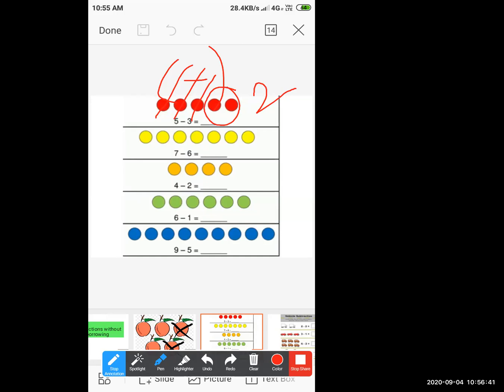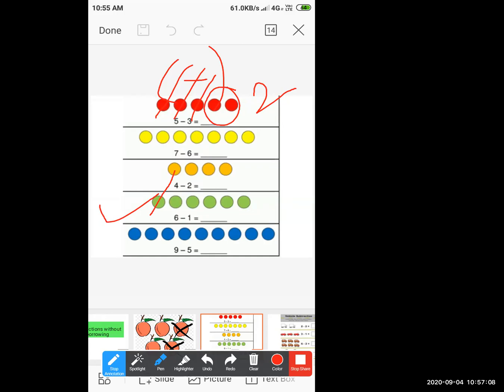Okay. Now, go to the green color balls. Total how many are there? 6 are there. From 6, you want to minus 1. That means only minus 1 you want to do. So cross out one circle.